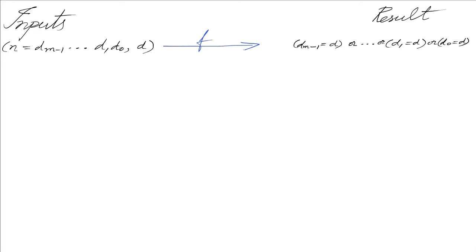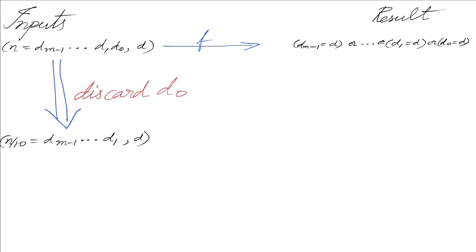Let's look at the recursion diagram for this problem. The inputs are n, which is a sequence of digits, and the digit d. The result is the OR operation of whether d is in any of the digits of the given number n. In the reduction step, we chop off the last digit in n by dividing n by 10. The result of this smaller subproblem is the OR operation of checking whether d is in any of the digits in the reduced value of n.